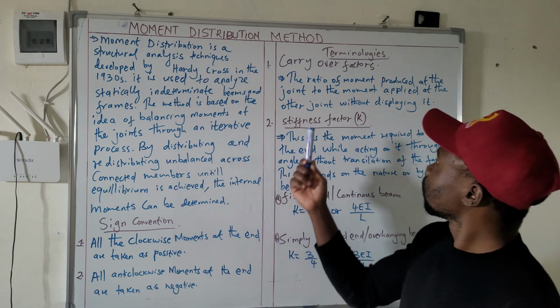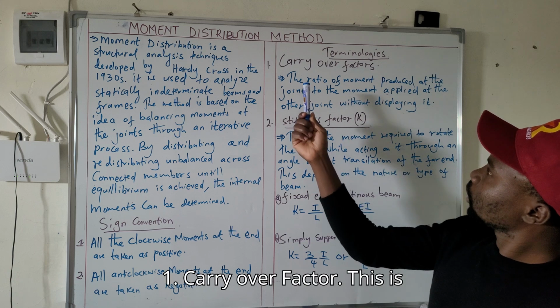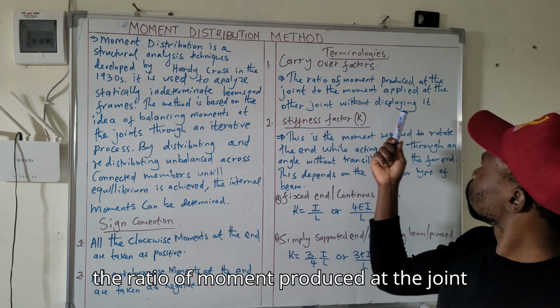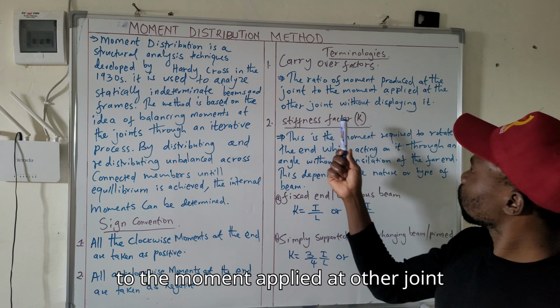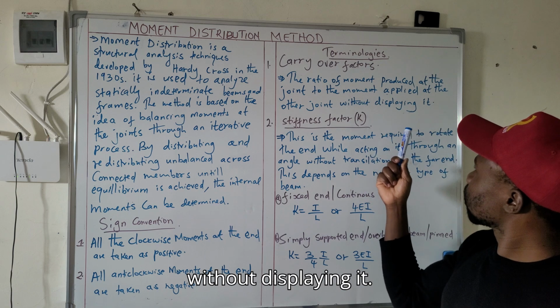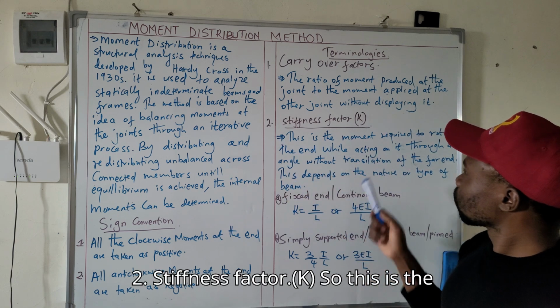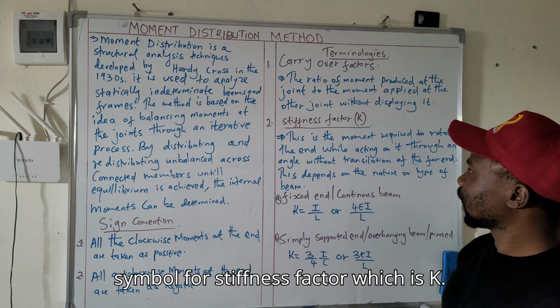Again, we have terminologies. Terminology number one, carry over factor. This is the ratio of the moment produced at the joint to the moment applied at the other joint. Then you have number two, stiffness factor. This is the symbol for stiffness factor, which is K.